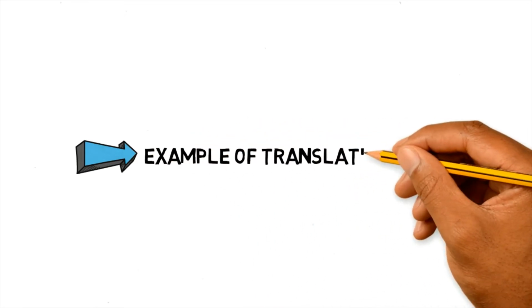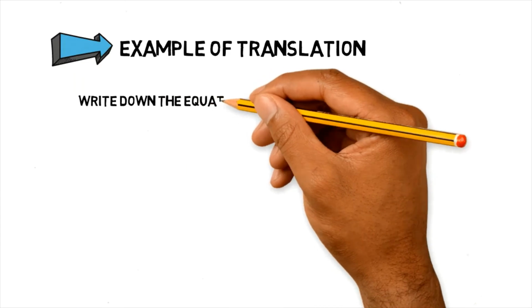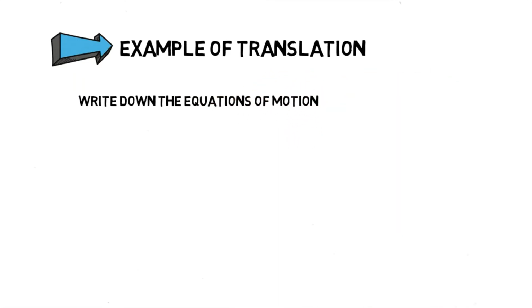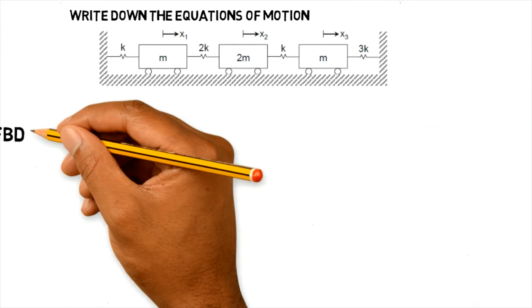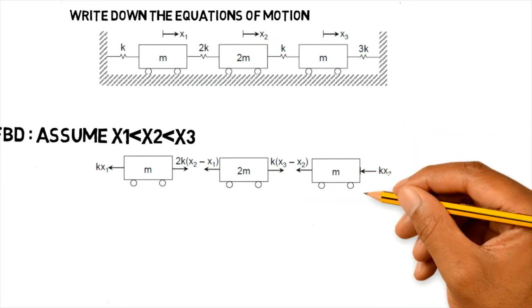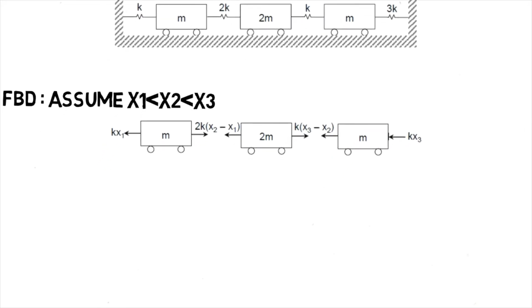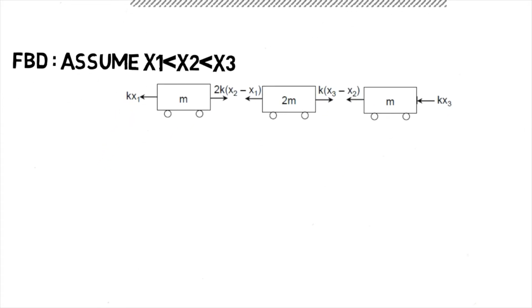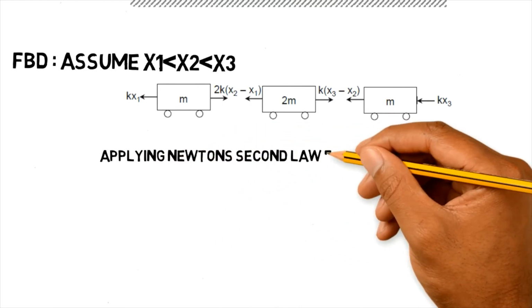Sample question of translational motion. First, draw the free body diagram. The FBD of each mass is shown along with the assumed positive direction for its displacement. We assume that x3 is bigger than x2 and x2 is larger than x1 since the direction of motion of the trolley shows to the right.